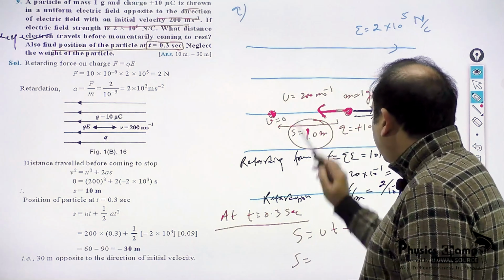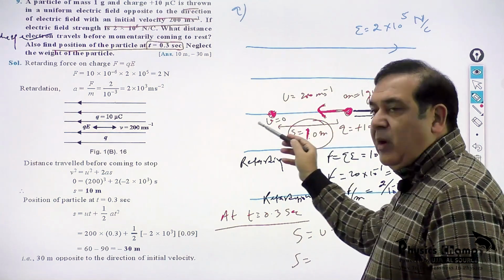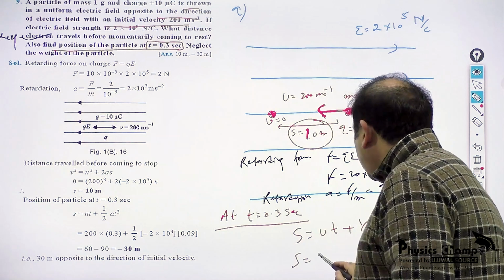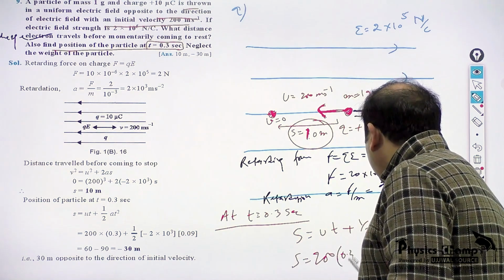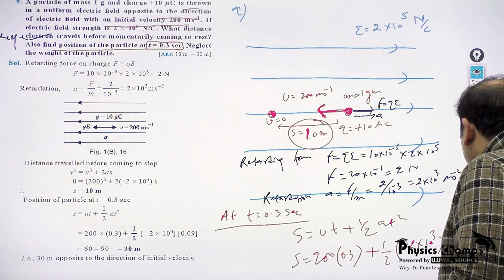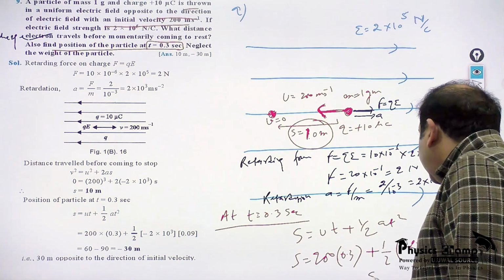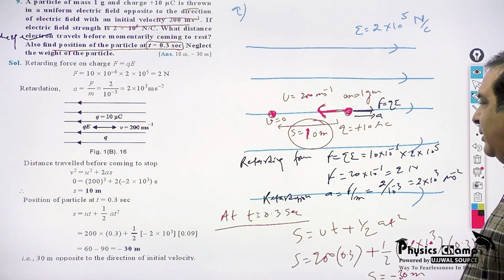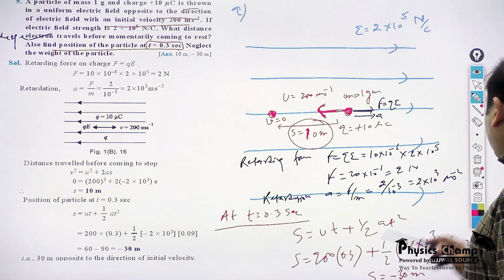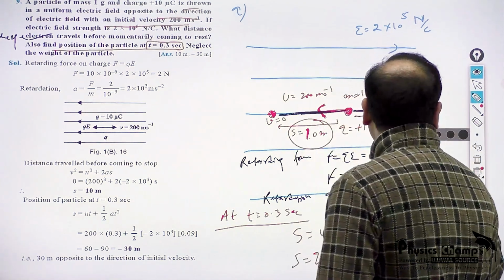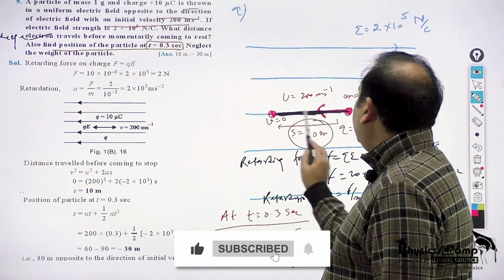Initial velocity, we can either call it negative and then the acceleration is positive, or we call it positive, then the acceleration is negative. So we call it, say, positive 200, time is 0.3, acceleration is minus 2 into 10 to the power 3 into time 0.3 square. So we are getting the result S as minus 30 meter. If I am getting S as minus 30 meter, it means, we know that it was stopping in a distance of 10 meter, that we have seen. It is going to stop in a distance of 10 meter.